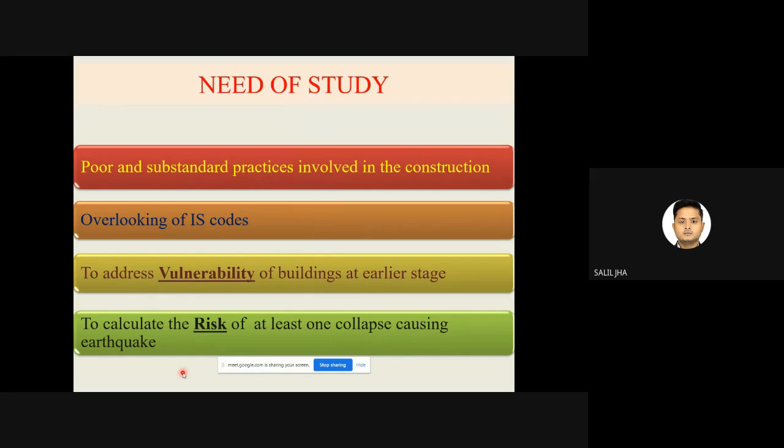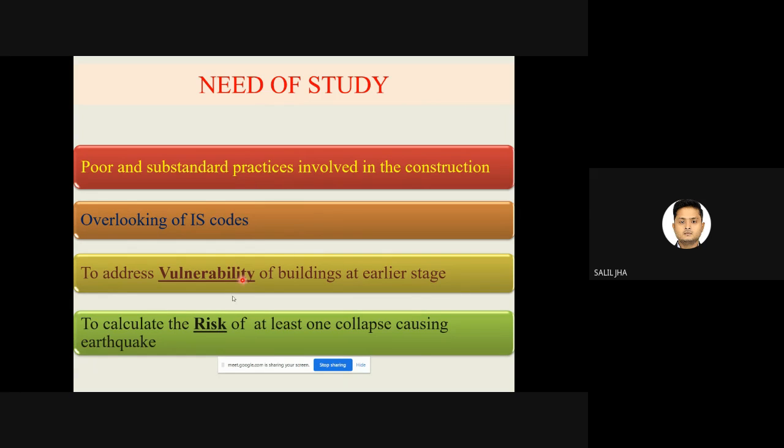Now, what is the need of this study? Why do we need to study it? As per studies conducted in the past, it has been stipulated that it is not the earthquake which kills humans. Instead, it is the poor and substandard practices involved in the construction of the building. Various IS codes for the design of buildings are being overlooked in order to facilitate rapid urbanization. Therefore, such buildings need to be screened at an earlier stage in order to address the vulnerability of buildings.